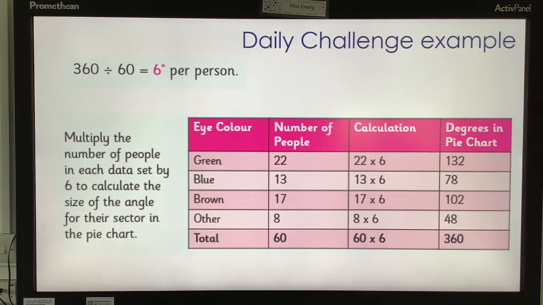Now obviously, if it doesn't total up to 360 degrees, we've gone wrong somewhere, and it's always worth checking that just in case your times table has gone a bit wonky.